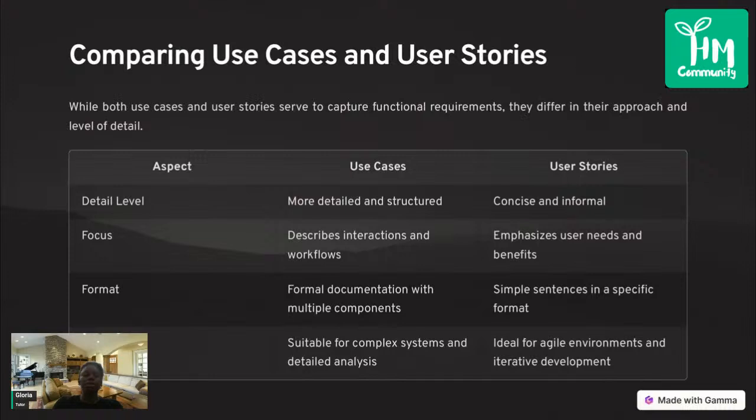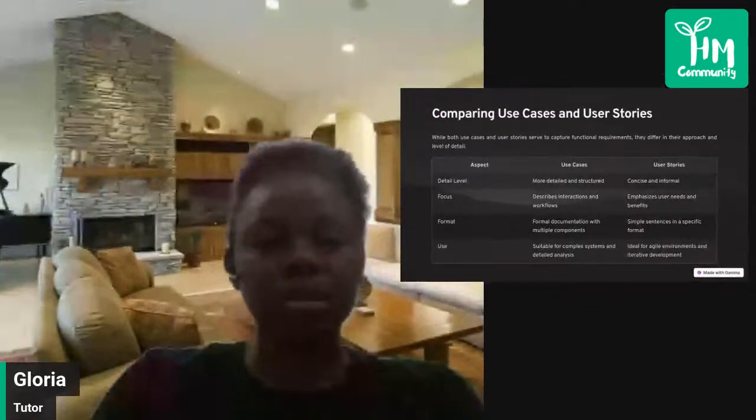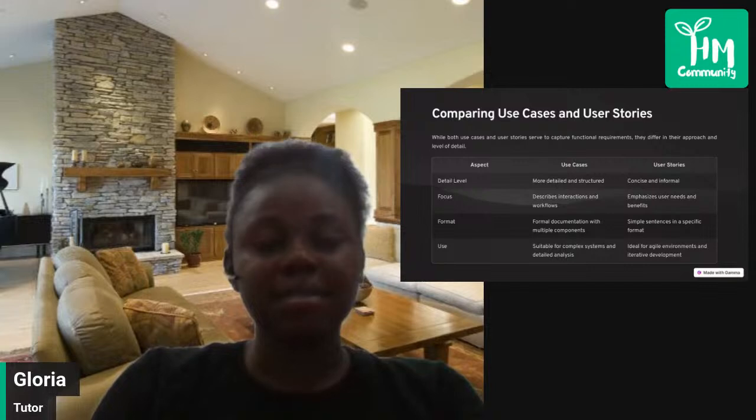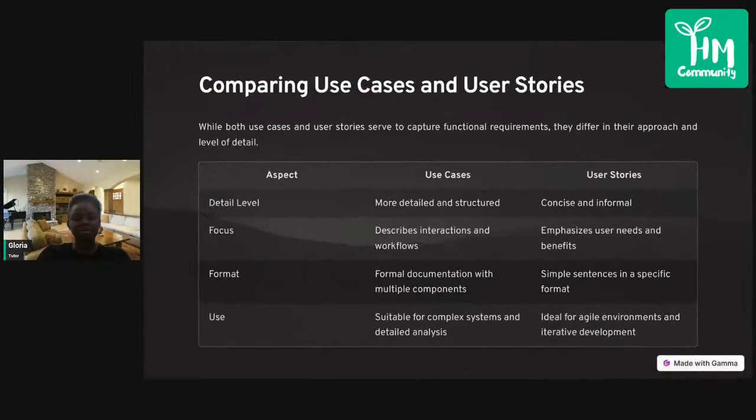So we have level of detail, we have focus, format, and we have uses. For use cases, the level of detail is more detailed and structured. For user stories, it's concise and informal.